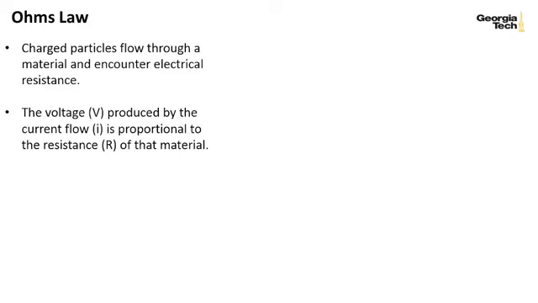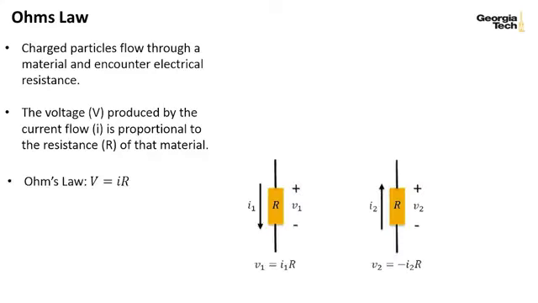So now we see resistance and resistivity versus conductance and conductivity. We have charged particles that flow through this material and encounter an electrical resistance, and a voltage is produced by that current flow that's proportional to the resistance of that material. That proportionality relationship is Ohm's law, which is V equals IR. The voltage is the current times the resistance.